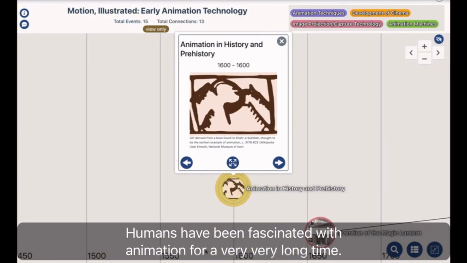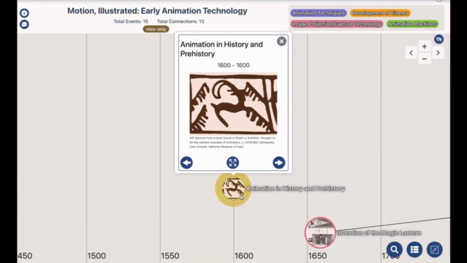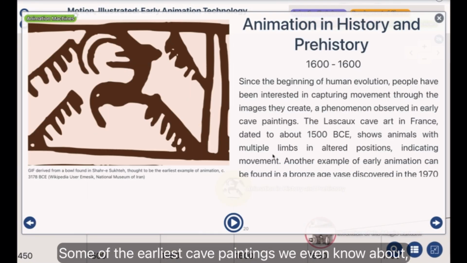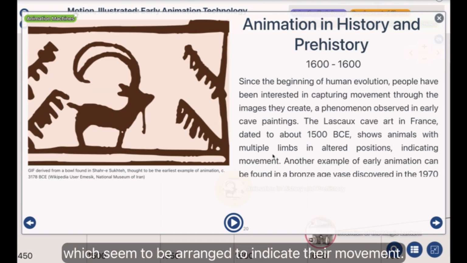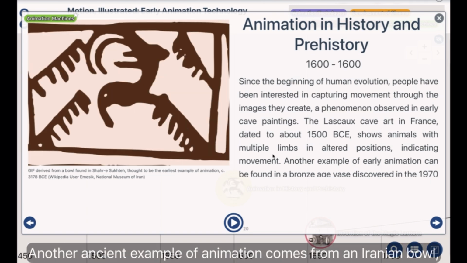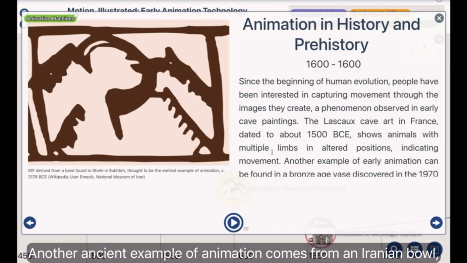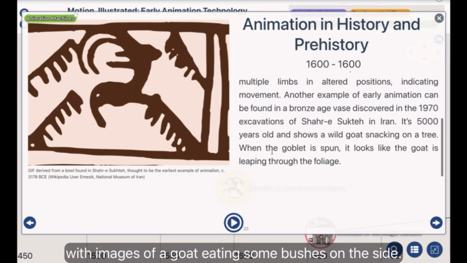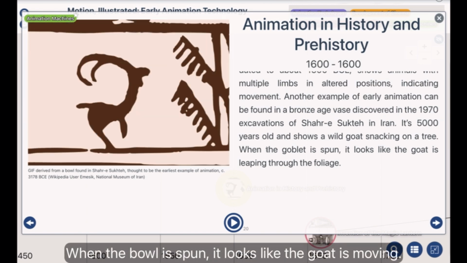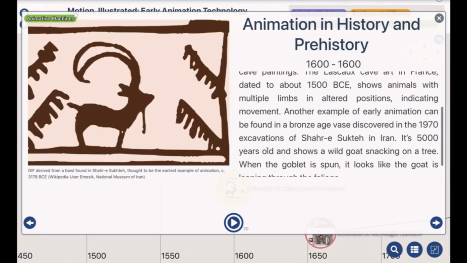Humans have been fascinated with animation for a very, very long time. Some of the earliest cave paintings we even know about, from over 15,000 years ago, show animals with multiple limbs, which seem to be arranged to indicate their movement. Another ancient example of animation comes from an Iranian bowl dating to around 3178 BCE, with images of a goat eating some bushes on the side. When the bowl is spun, it looks like the goat is moving.